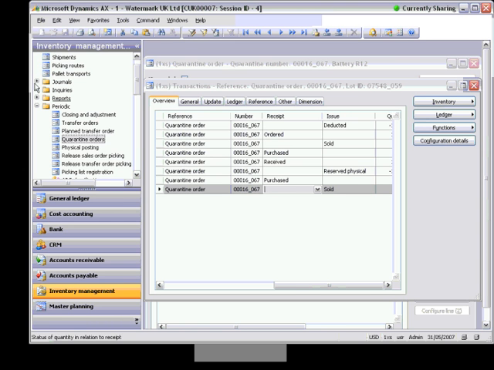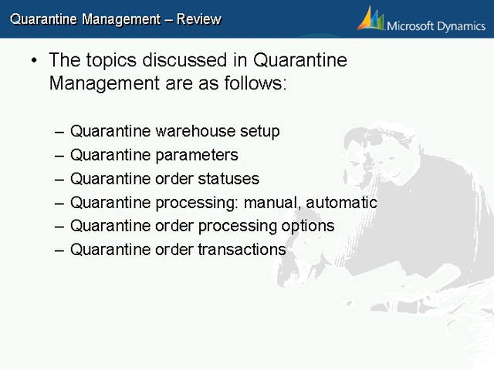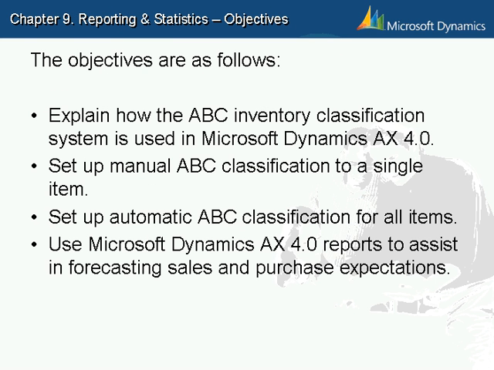I go back to my presentation file. We just now covered quarantine warehouse setup, quarantine parameters, quarantine order status, quarantine processing, manual and automatic, quarantine order processing options, quarantine order transactions. Chapter 9, reporting and statistics, inventory reporting and statistics.